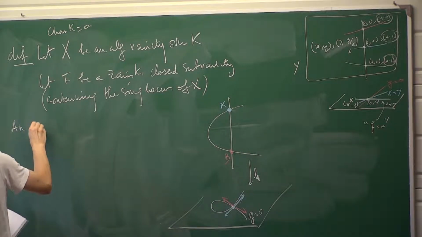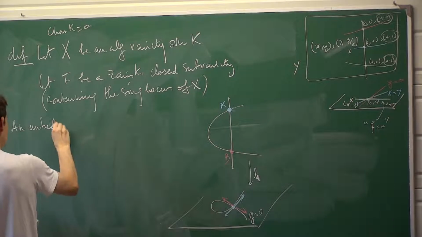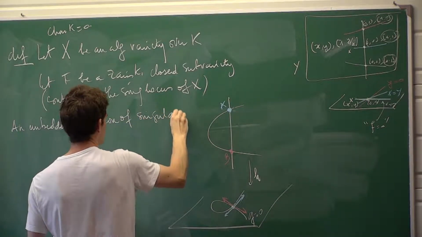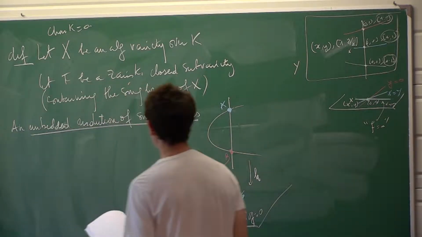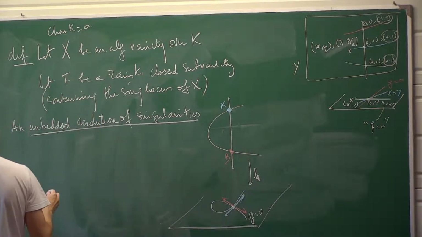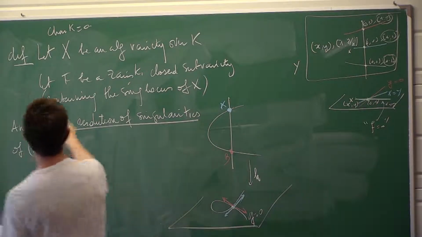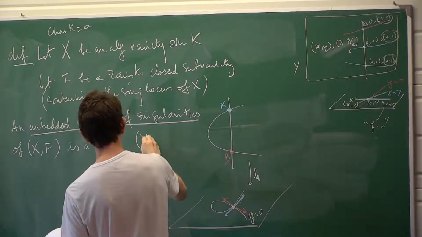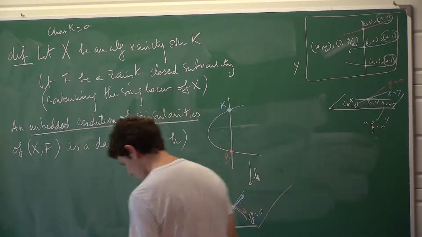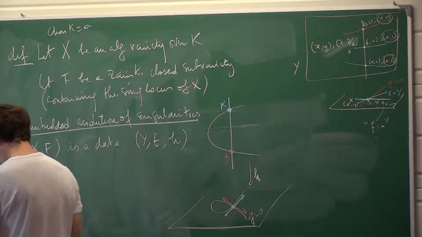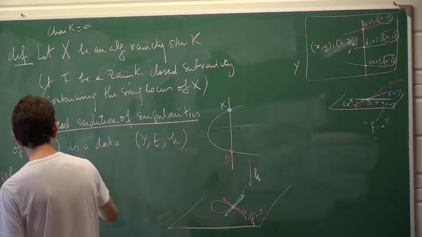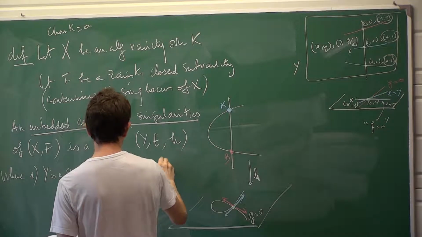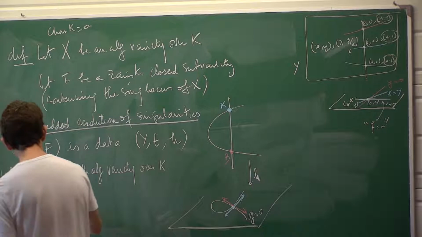Then an embedded resolution of singularities of the couple X with your closed subvariety F is a datum given by three things, Y, E, and H, where first of all, Y is a smooth algebraic variety over K. Secondly, E is a normal crossing divisor.